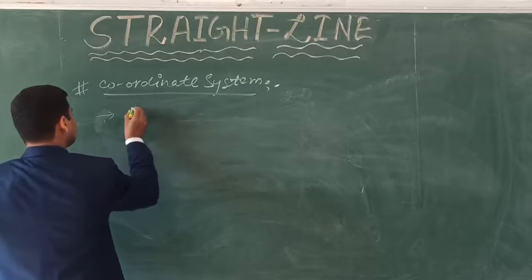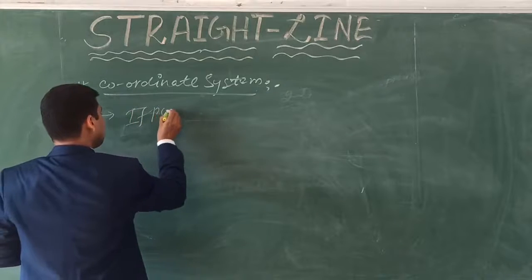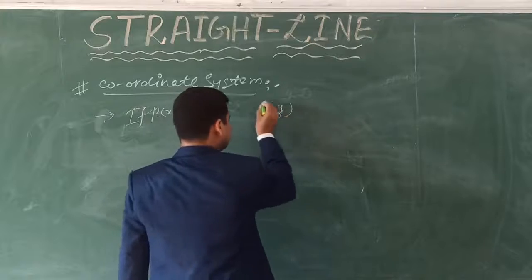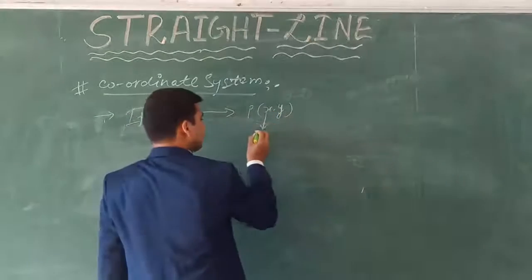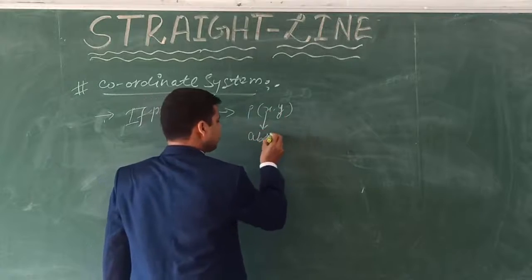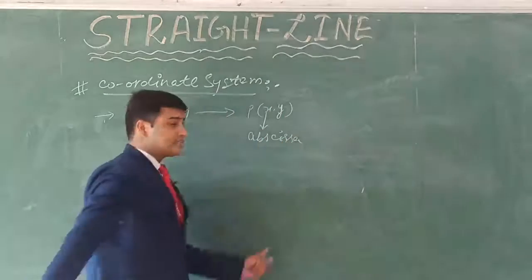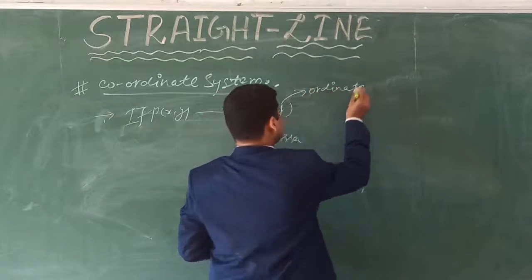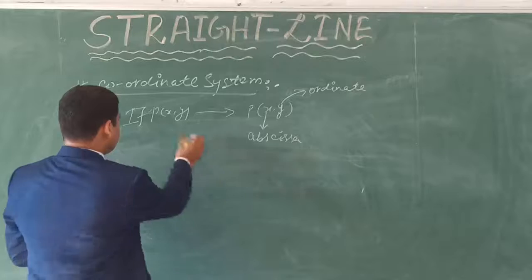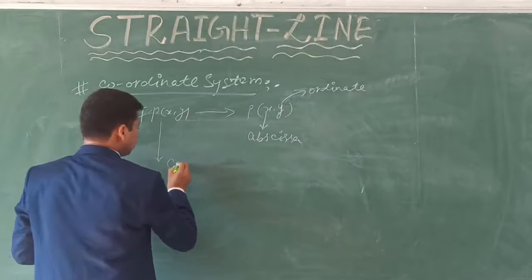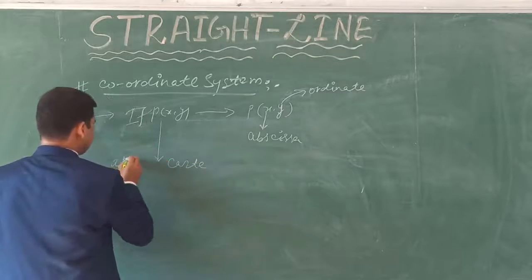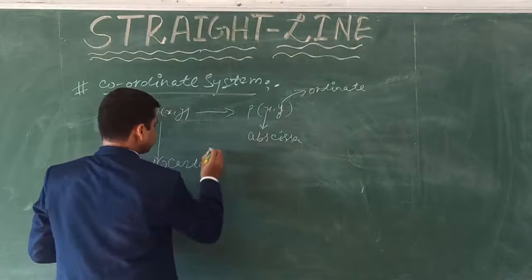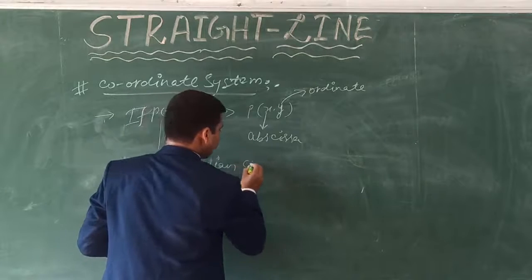Next point you can write: if point P is x comma y, the x is called the abscissa, and the y is called the ordinate. This is called the ordinate, this is called the abscissa. And this point is also called the Cartesian coordinate.